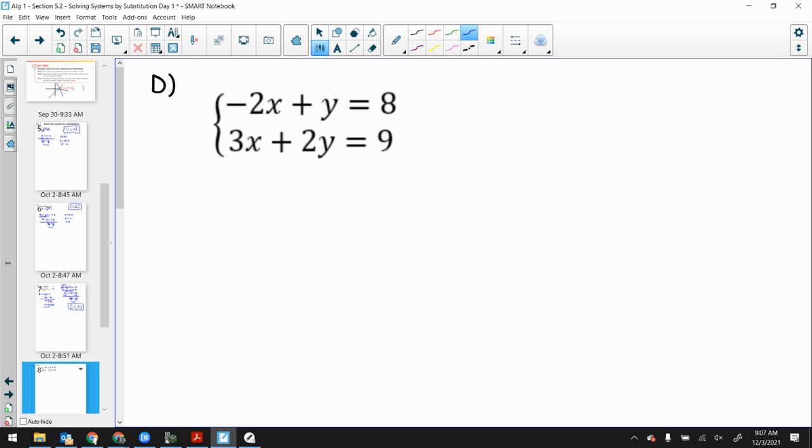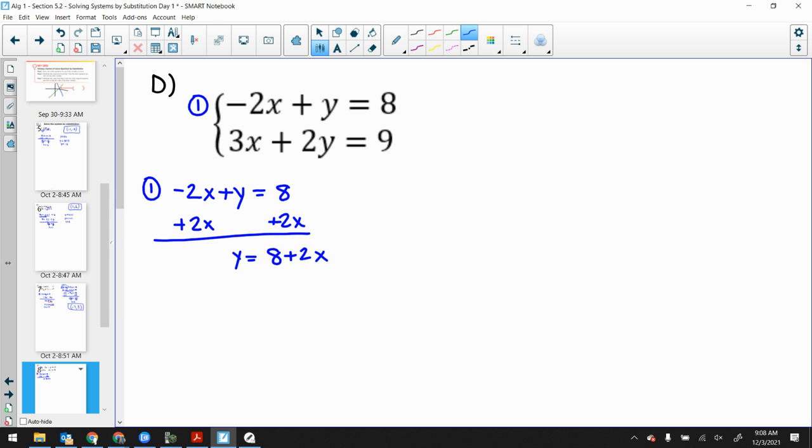What variable and in which equation is the easiest one to solve for? Anna? Good. Y in the top. Because again, it's alone. So let's take the first equation and manipulate the first equation. Negative 2x plus y is equal to 8. Again, I just rewrote it out of the top. How do I solve for y? How do I get y alone? Add the 2x. So that gets me y is equal to 8 plus 2x.